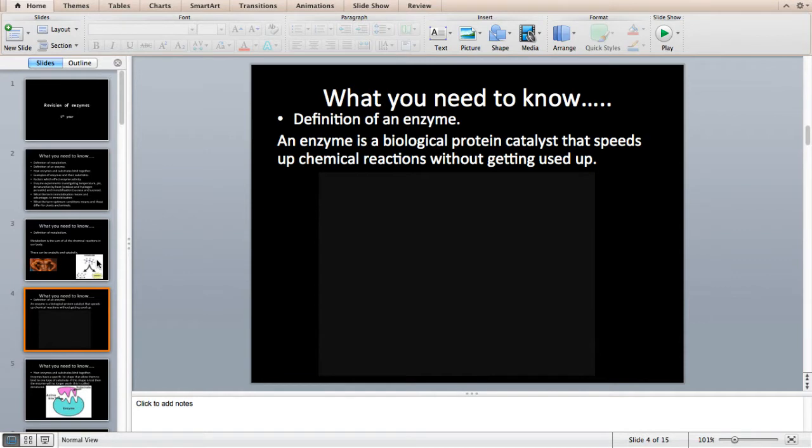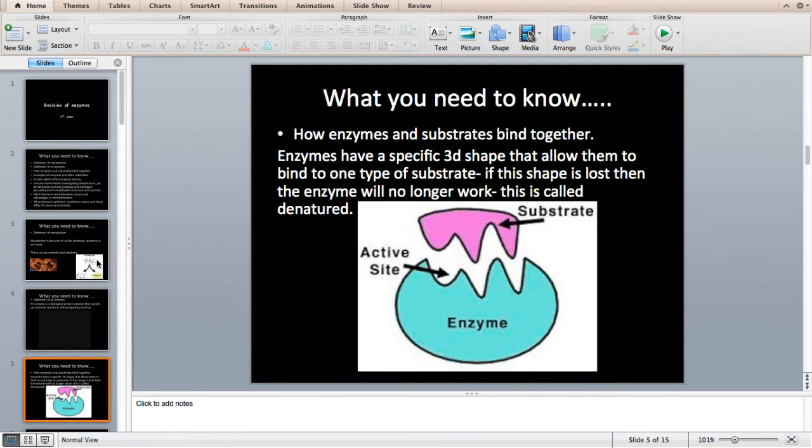A definition of an enzyme. So an enzyme is a biological protein catalyst that speeds up chemical reactions without getting used up, okay? So that has to be learnt off, all right? Biological catalyst, all right? Made of protein. Now, the thing about proteins, girls, is that they are really strongly affected by temperature and pH. So that is why we look at how temperature and pH can affect the activity of enzymes, because they are protein. Okay. Now, so enzymes have a really specific 3D shape that allow them to bind to one substrate only.